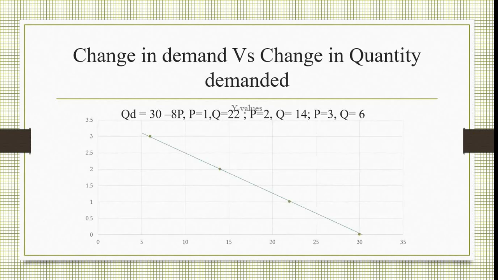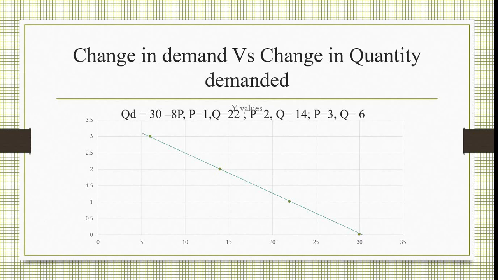So this curve, or this graph, is just the plot. We plotted the values of P against Q, so price on the y-axis and quantity demanded on the x-axis. This is how it's going to look. You can see that the curve is downward sloping, from top to bottom, and this graph is showing the change in the quantity demanded.